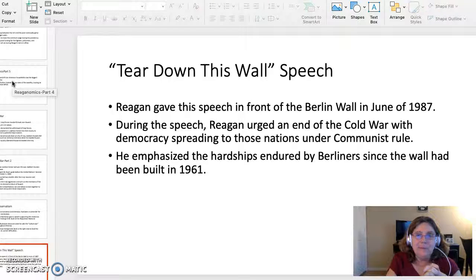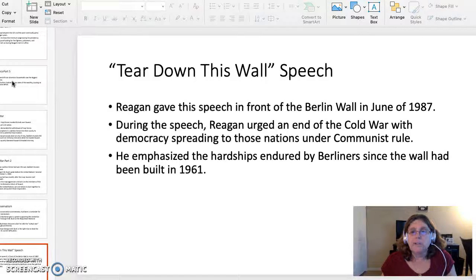Last topic you may choose is the tear down this wall speech. This was a very famous speech that Reagan gave in June 1987 in front of the Berlin Wall. Remember, Reagan was known as the great communicator, and not for little reason. He was an amazing speech giver, and he was a trained actor, so that helped as well.